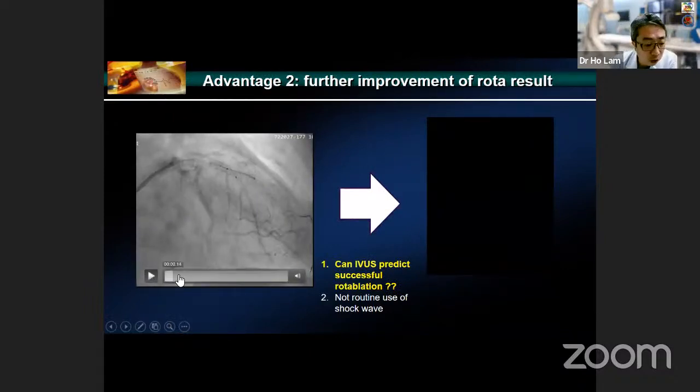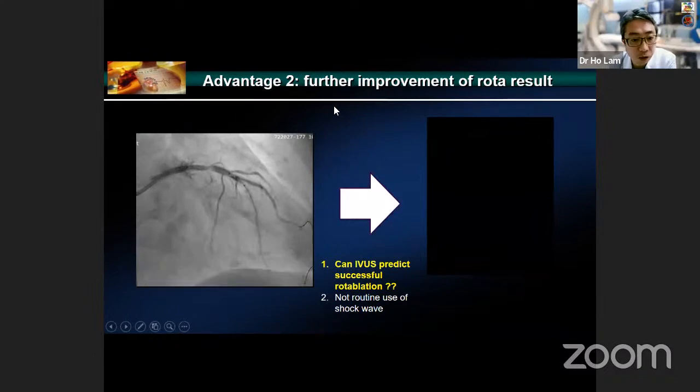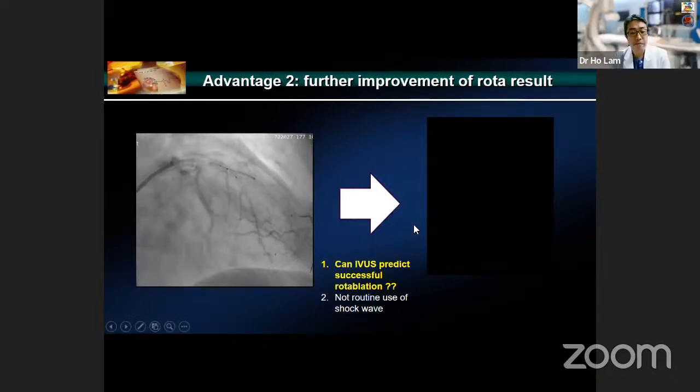So I would like to talk about the second advantage of using Rotashock. That is the further improvement of the rotablation result. Before I talk about this, maybe we can just share my experience. In CTO, most of the time you use IVUS. So can IVUS predict the successfulness of your rotablation? This is really controversial. There's no definite answer for that.